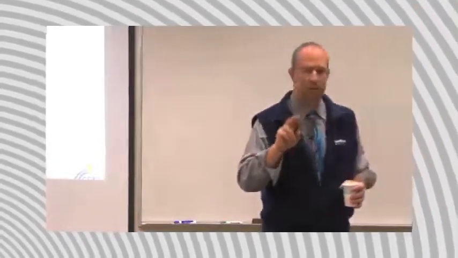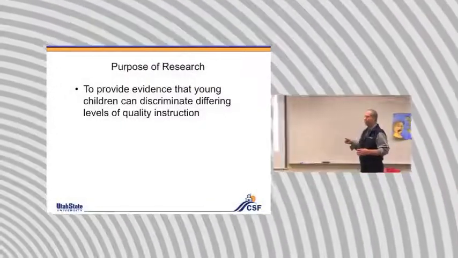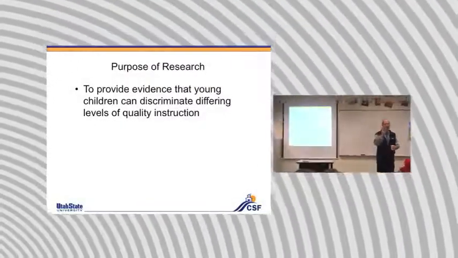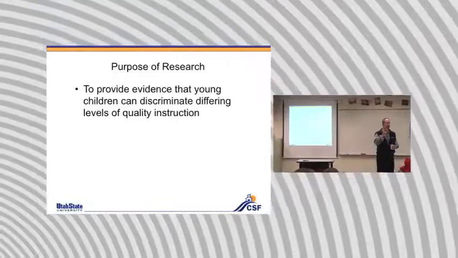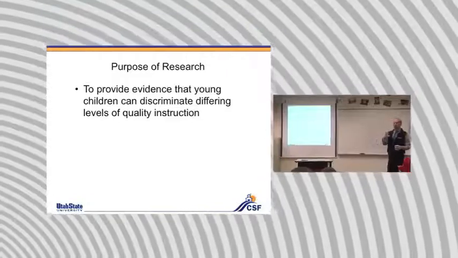Now we split the skills piece up into social and academic, but I'm going to show you how that works in a second. The purpose of this research was to provide evidence, number one, that kids could provide us really high quality discriminative data. They know good from bad. If you ask them the right questions, they can tell.